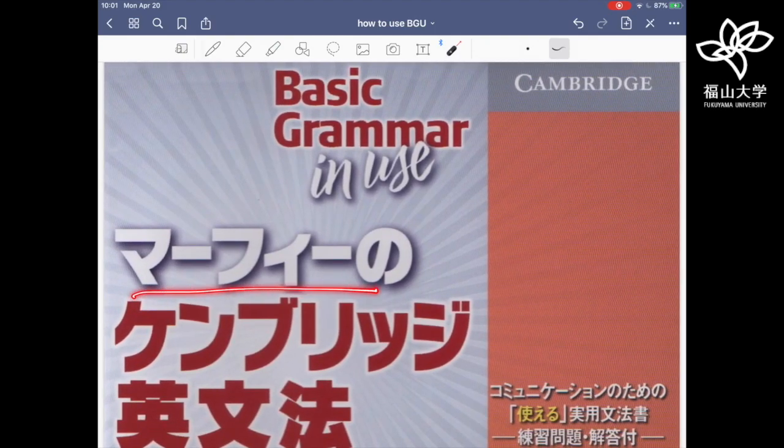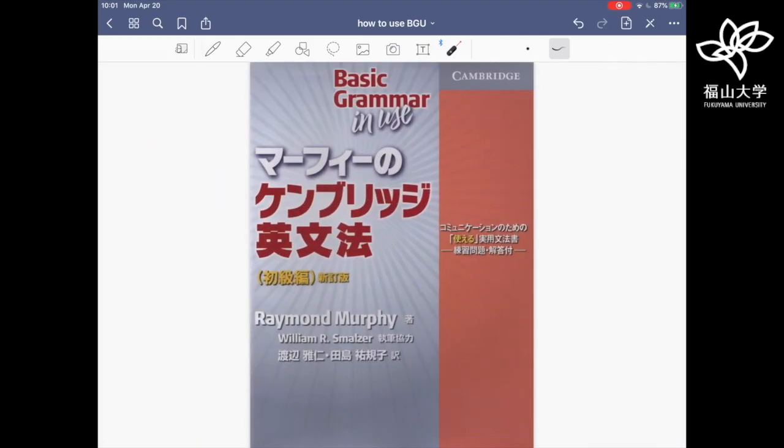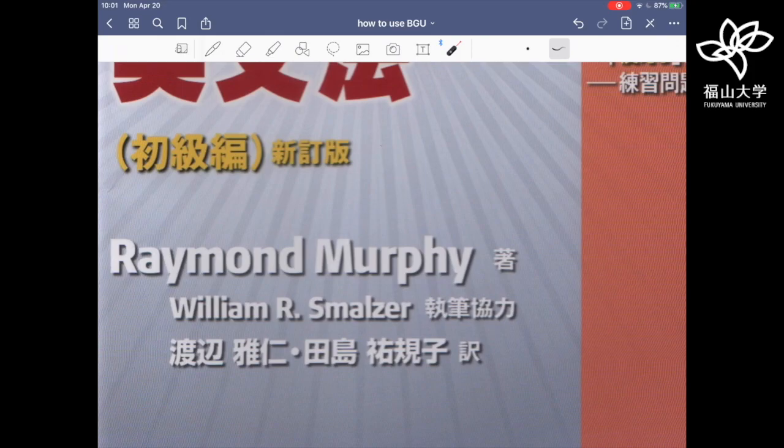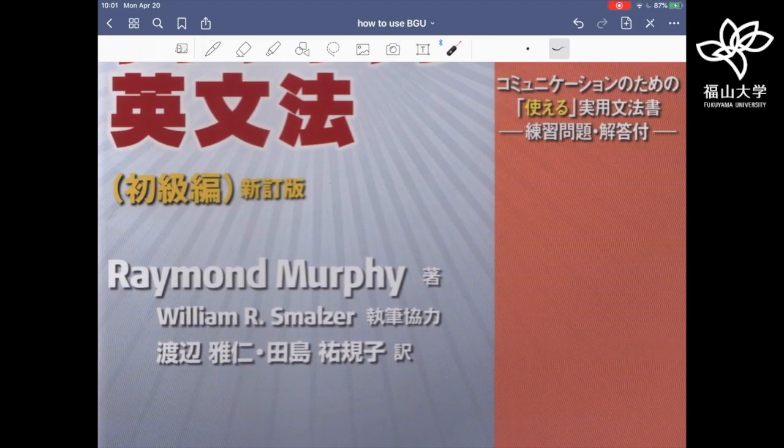We also call it Murphy, or Murphy in Japanese, right? It's not Murphy no hosoku. Murphy is the name of the person. He wrote the book. It's a very famous set. It's been around for over 40 years, and it has been translated. This is a translation of the third edition of the English version. But this is probably the first Japanese version.